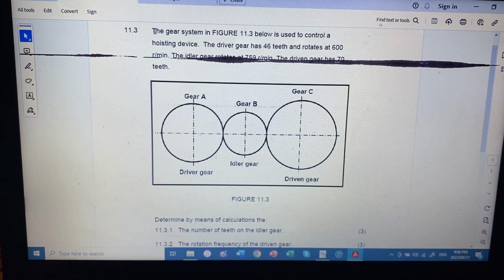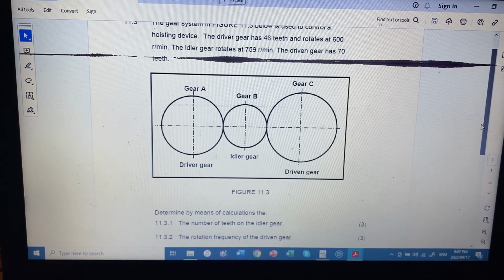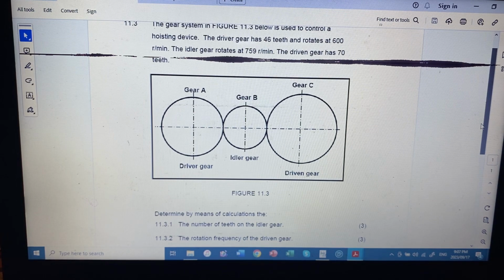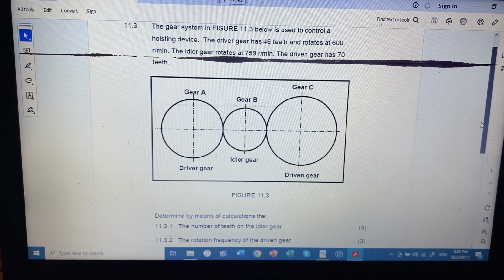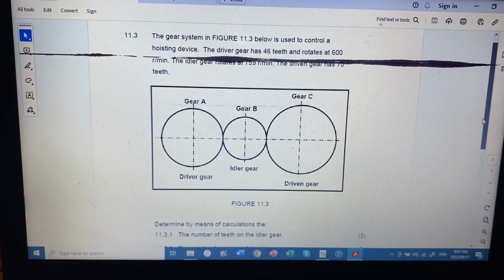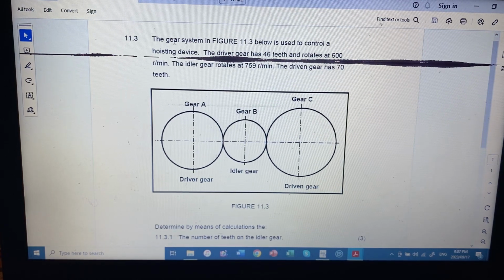So if you look at the question, it says the gear system in figure 11.3 below is used to control a hoisting device. The driver gear has 46 teeth and rotates at 600 revolutions per minute. The idler gear rotates at 759 revolutions per minute, and then the driven gear has 70 teeth. So please pause the video and go write in the information that they've given to you on your sketch.